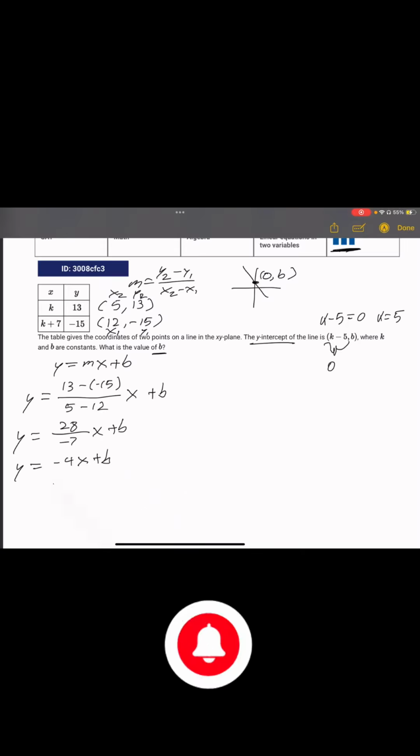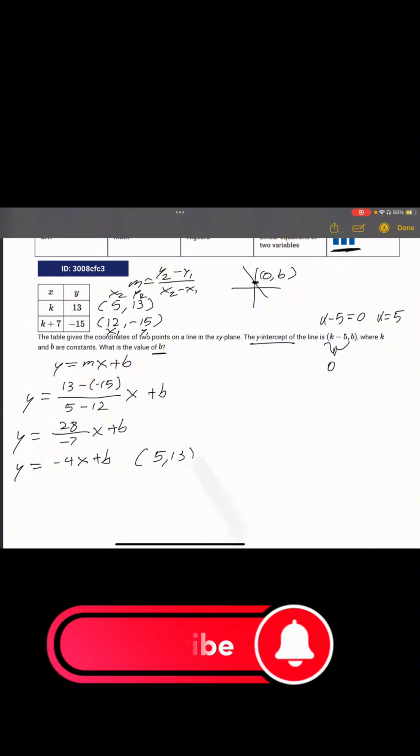So I'm going to choose to plug in (5, 13). Smaller numbers, easier to deal with. So we have 13 is equal to negative 4 times 5 plus b. So we have 13 is equal to negative 20 plus b, carry that over to that side, and then 33.